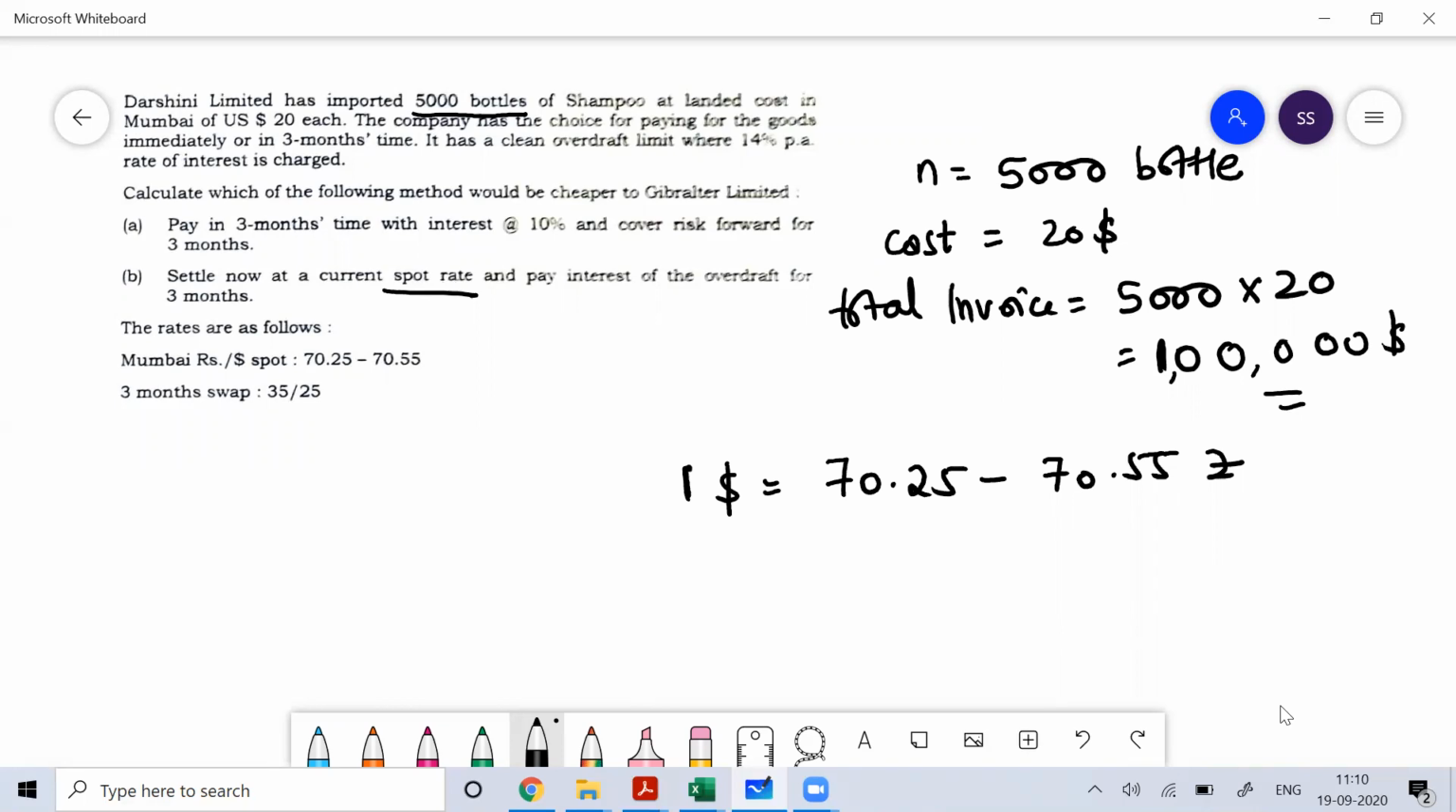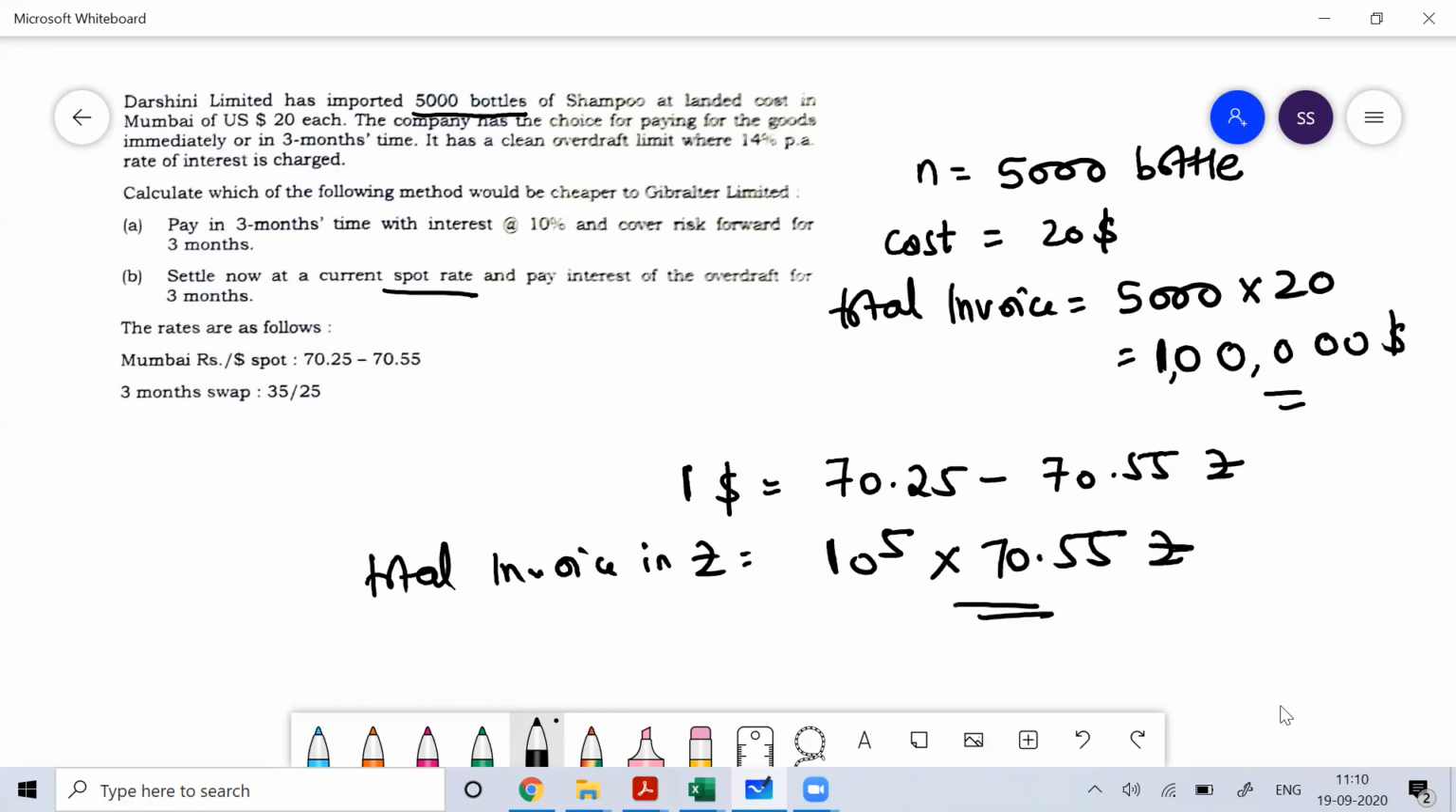So how much will they pay? They will pay in rupees how much? So the total invoice in rupees will be how much? The total invoice in rupees is 1 lakh, so 1 lakh means 10 to the power 5 into 70.55. This is the total amount in rupees they need to pay.